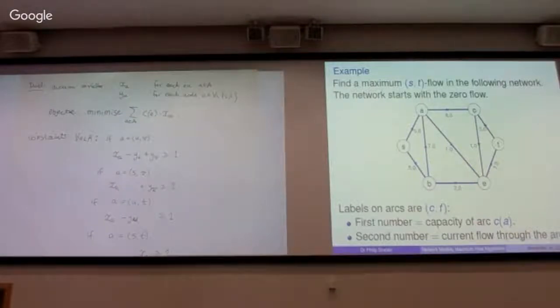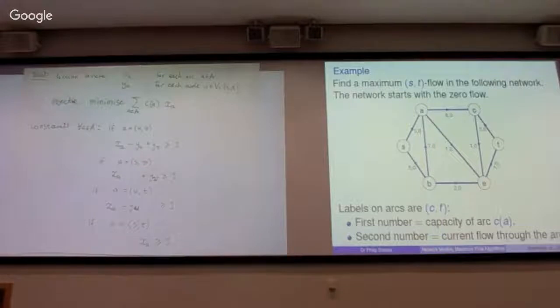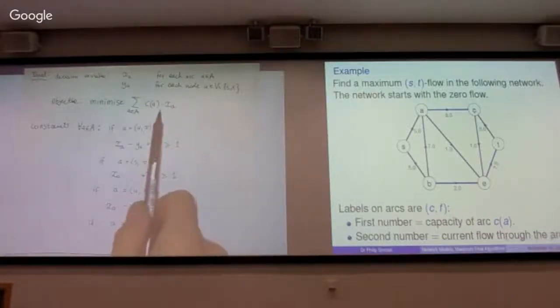So if I set these XAs to 1 on exactly the arcs that go across from S to T, and 0 everywhere else, the objective here is going to give me the capacity of that particular cut. So that's a good start. The word minimize is also a good start because we want to find the minimum cut. So we want to minimize the capacity.